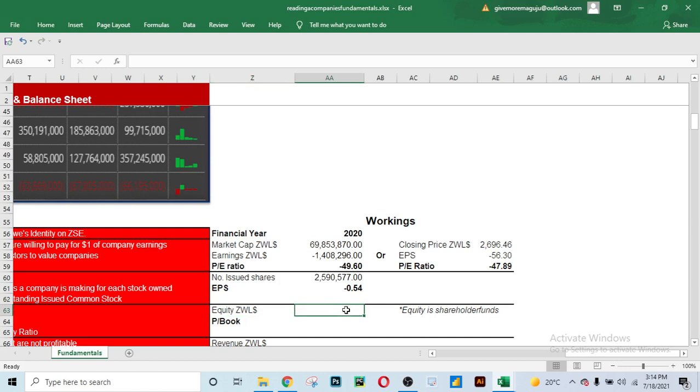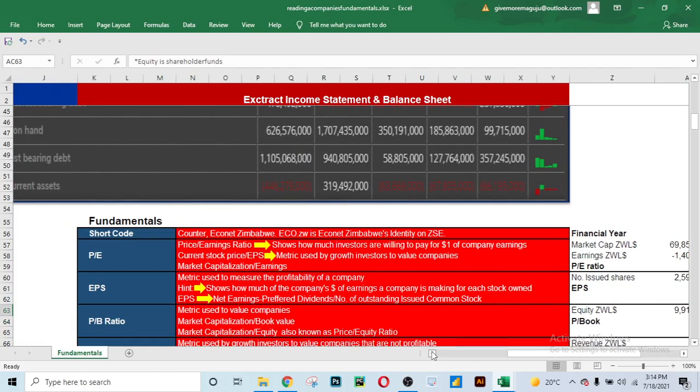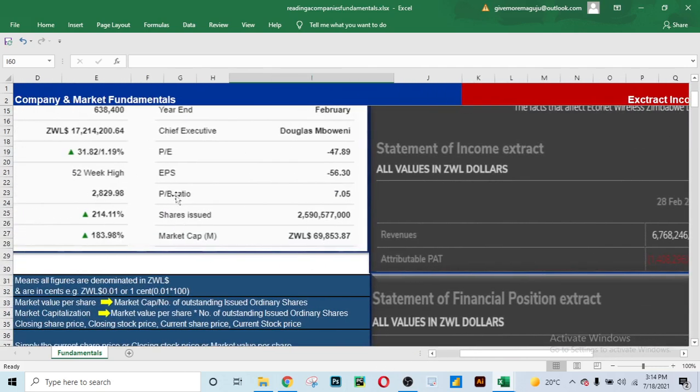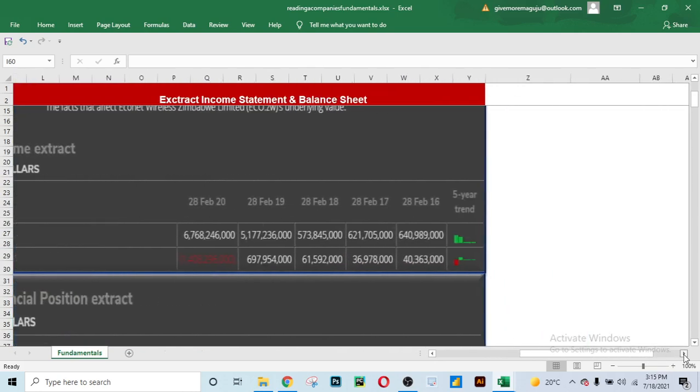9,912,927. Okay, perfect. To calculate the price to book value, we divide the market cap by equity, shareholders funds. So we get a price to book value of 7.5 times. This is equity, that is shareholders funds. Let's just take a look and see if this is true. Perfect. As you can see here, we've got the price to book ratio of 7.05, which is great.